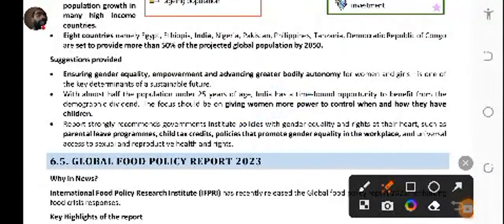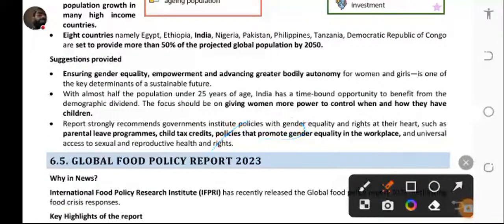Suggestions provided: ensuring gender equality, empowerment, and advancing greater bodily autonomy for women and girls is one of the key determinants of a sustainable population. With almost half of the population under 25 years of age, India has a time-bound opportunity to benefit from the demographic dividend. The focus should be on giving women more power to decide whether and how they have children. The report strongly recommended that governments adopt policies with gender equality at their heart, such as parental leave programs, child tax credit policies that promote gender equality in the workplace, and universal access to sexual and reproductive health rights.